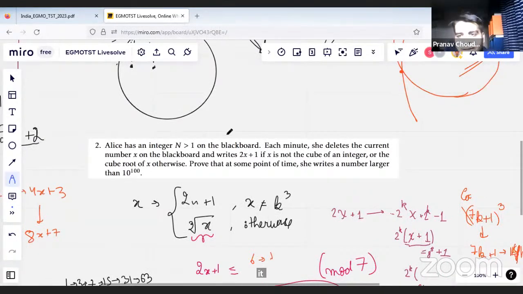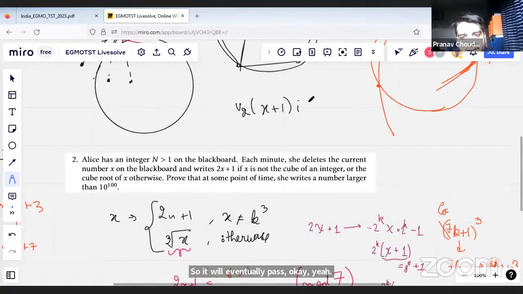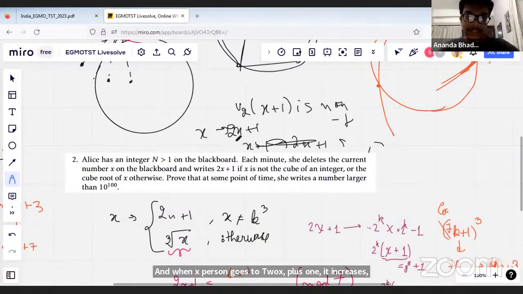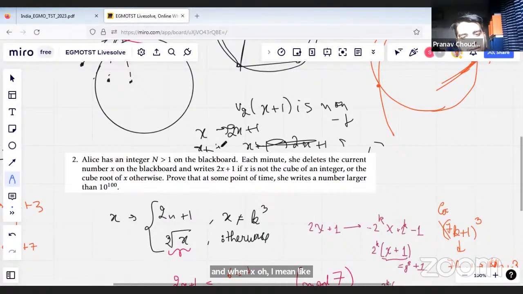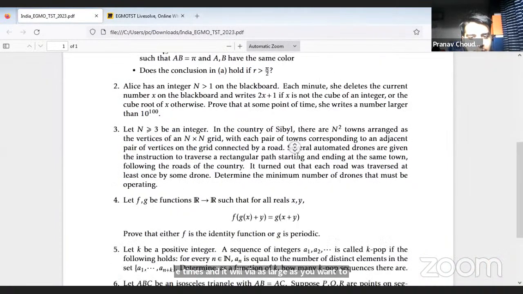I'll just quickly explain the proof once again. Let's say V2 of x plus 1 is non-decreasing. When x goes to 2x plus 1, x plus 1 goes to 2x plus 2, and V2 increases. When x goes to cube root x, the V2 remains the same. But x going to 2x plus 1 occurs a lot more times than cube root of x occurs. So it increases a lot more times. Hence, it will be as large as you want eventually. Yeah, that's it. Okay, we can do P4, P5 right now.